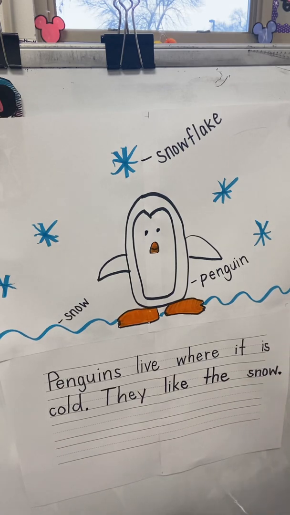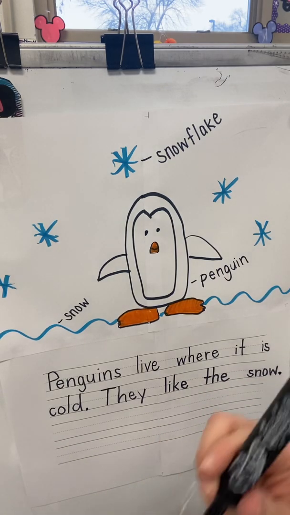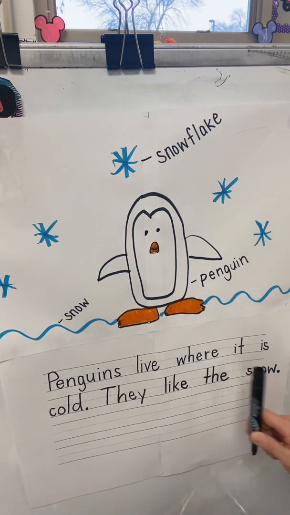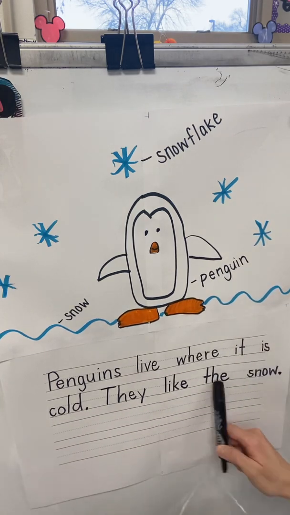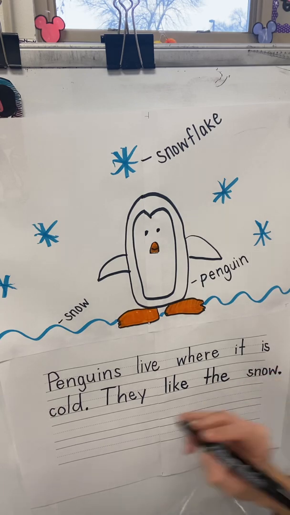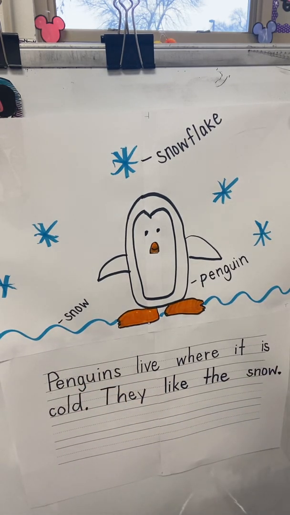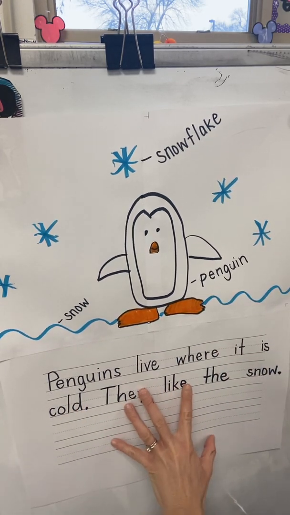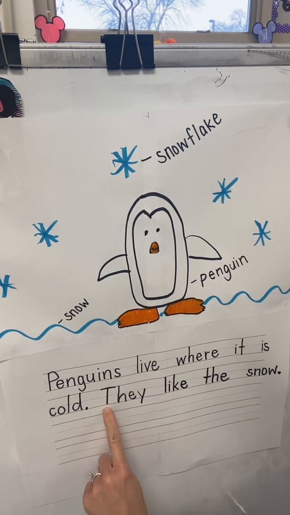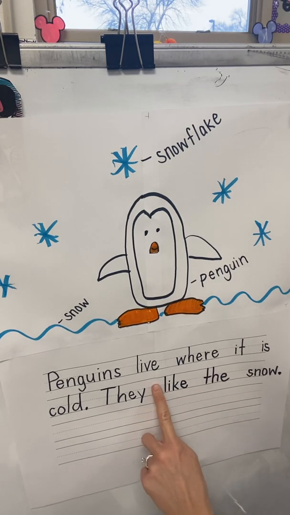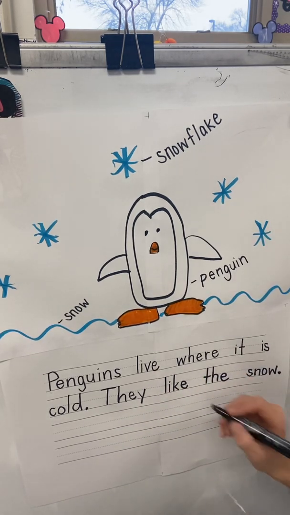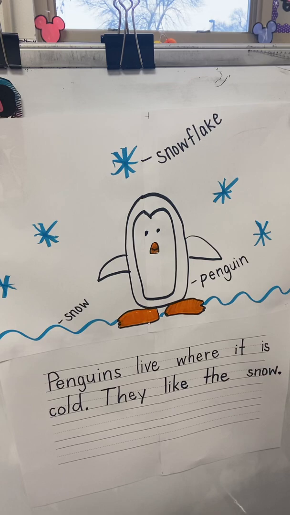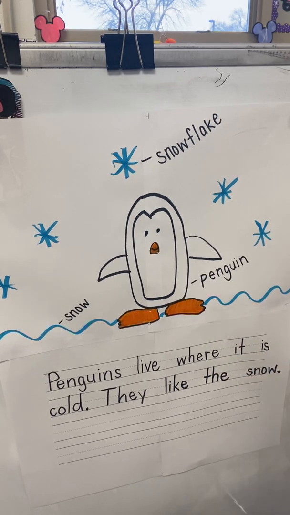They like the snow. So good readers go back and they take the tip of their pencil and they read to make sure it makes sense. Penguins live where it is cold. They like the snow. Well, I'm looking at our sentence and I remembered a capital letter at the beginning of our first sentence, finger spaces between each word, and a period. And then let's look at our second sentence. We started with a capital letter, we ended with a period, and I see finger spaces between each word. Like is a sight word, L-I-K-E, check, we spelled it right. The is a sight word, T-H-E, we spelled it right.